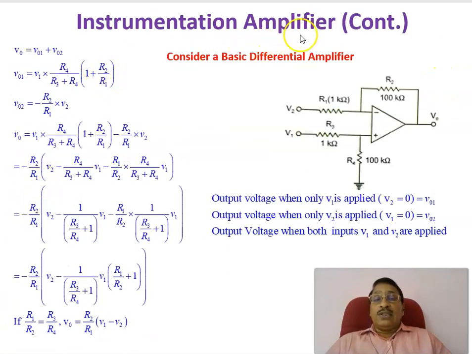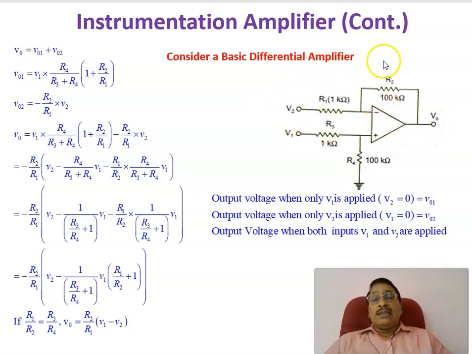Continuing with the instrumentation amplifier, one of its main building blocks is the differential amplifier. This is a differential amplifier, which we have already seen and derived in previous presentations. Here the inputs are V1 and V2, and the resistances are marked R1, R1 and R2, and similarly R3 and R4. These are the resistances, and this op-amp is connected.